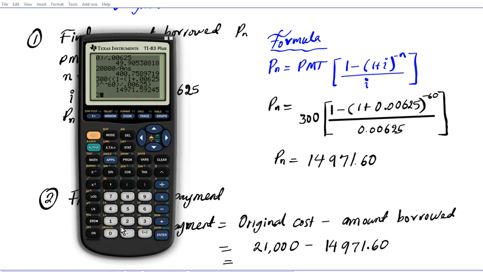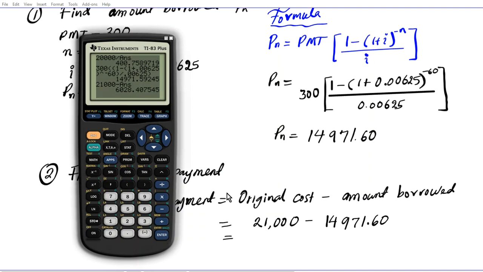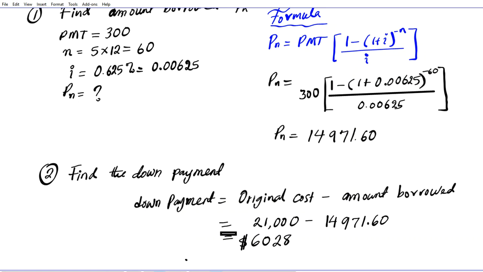Alright, let's bring back our calculators. So we're just going to do 21,000 minus the previous answer. And then we get 6,028 and 40 cents. To the nearest dollar is going to be $6,028 for your down payment. Okay? So that's that for this part of the problem.